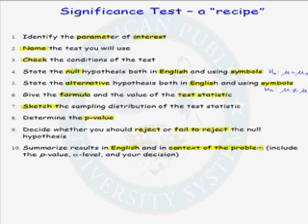Things that must be included in your summary are the p-value, the alpha level, and your decision, and again, everything in context of the problem. These are the 10 steps that you must follow each and every time you do a test of significance.